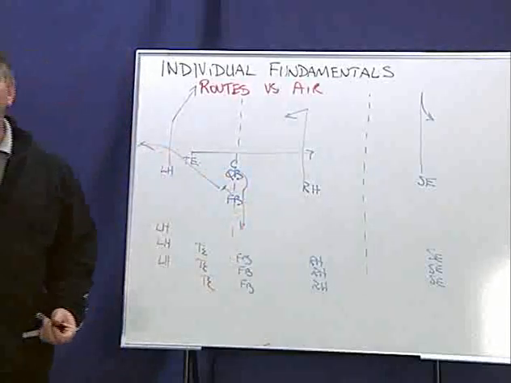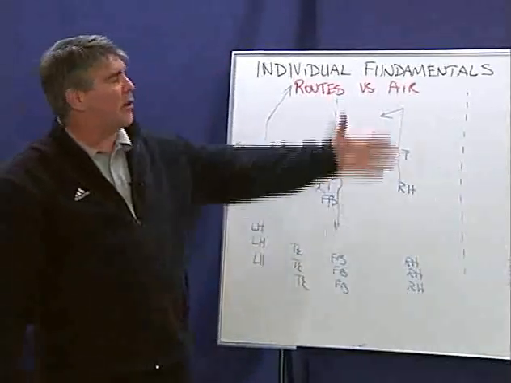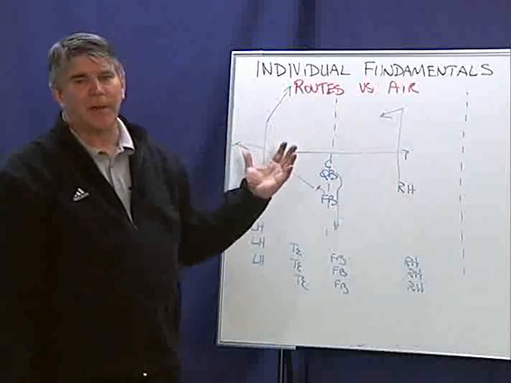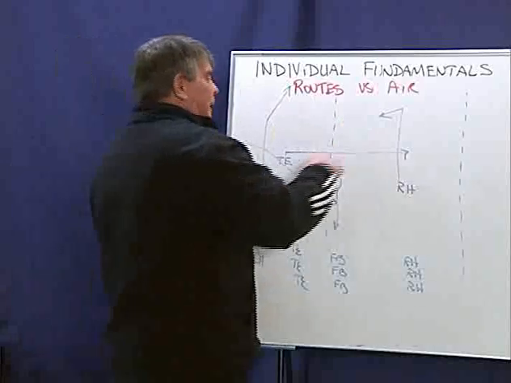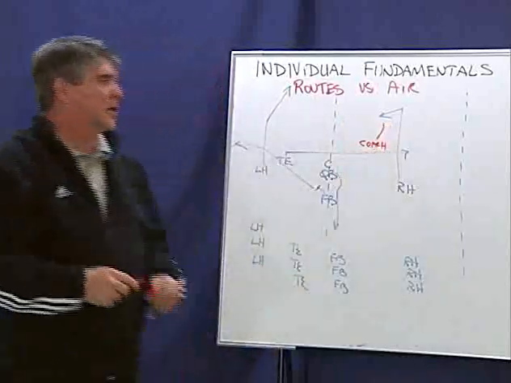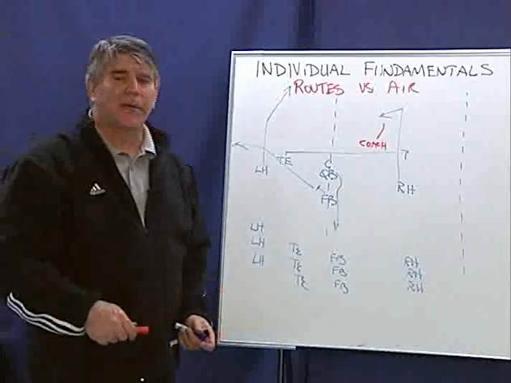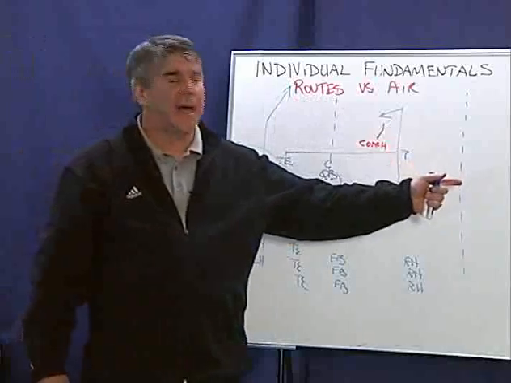Now, there's a couple of different ways that you can do this drill. The first way, obviously, is to have all the receivers run their route, and the quarterback drops back, and maybe the coach stands back here, and the coach gives him a read on who to throw to. So he throws high or low off the coach, whatever. The other way to run this drill is to run these routes one at a time.